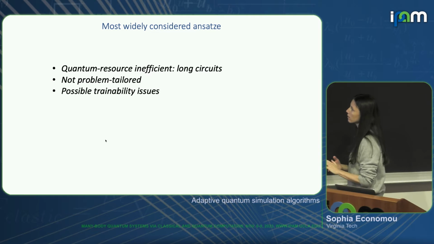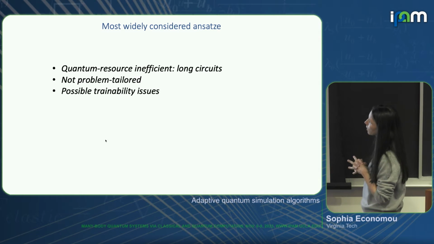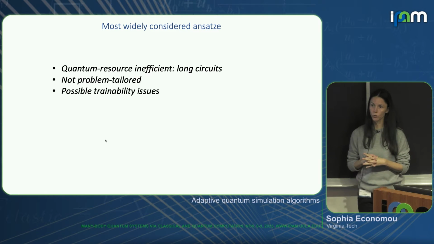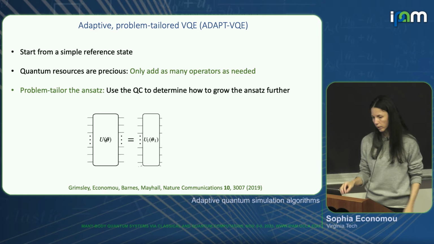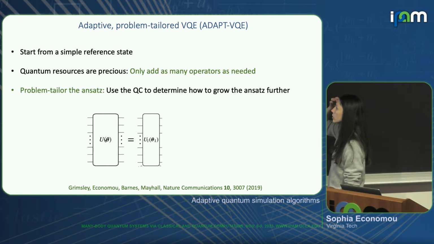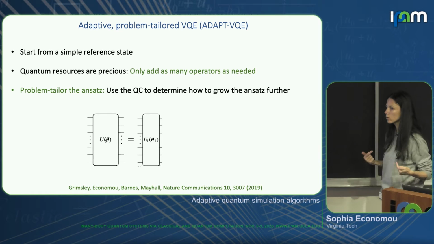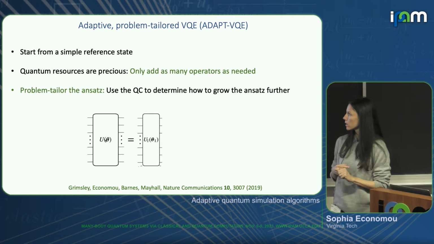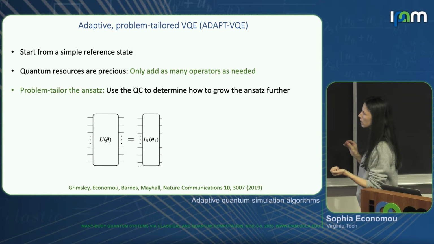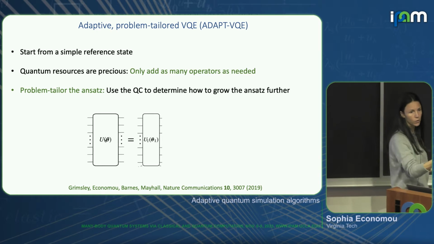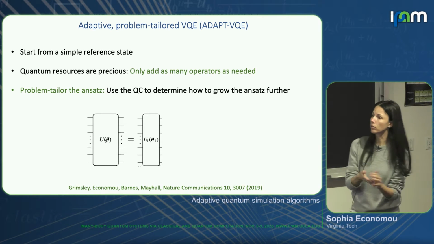All right, just to summarize, you can have very long circuits with these approaches. In general, you are not problem tailoring your ansatz, and there could be trainability issues. This is, in a nutshell, the issues you might have with the existing ansatz and the things we're trying to overcome. What we proposed, in collaboration with Nick Mayhall, who's here, and Ed Barnes from Virginia Tech, is: don't start from a fixed ansatz. Instead, create your ansatz as you go with the help of the quantum processor.